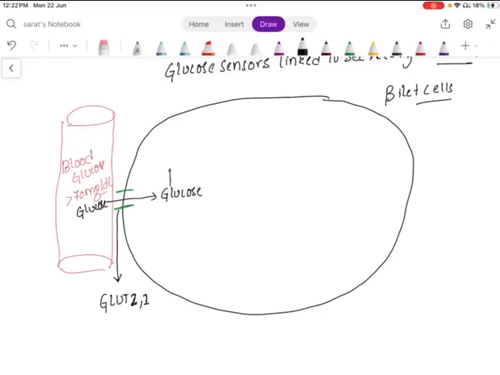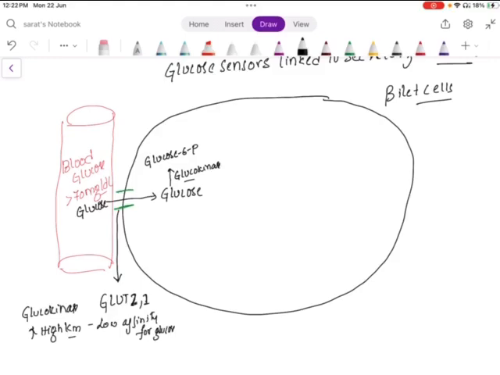In the beta islet cell, this glucose needs to be converted into glucose 6-phosphate with the help of the glucokinase enzyme. This glucose can be converted into glucose 6-phosphate by two enzymes, either glucokinase or hexokinase. But the beta islet cell will have more glucokinase activity. Why glucokinase? Because this glucokinase has high Km. That means it has low affinity for glucose.